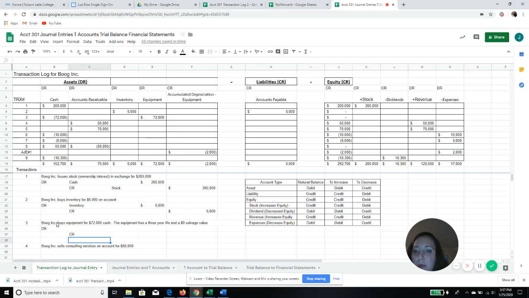Next, Boog buys equipment for $72,000 cash. The equipment has a 3-year life. Okay, so we decreased cash and we increased equipment. So let's start with cash. We decreased cash by $72,000. Cash is an asset, and to decrease, we credit. So we're going to credit cash for $72,000. We increased equipment. Equipment is an asset, so to increase an asset, we debit. So we'll increase equipment for $72,000.